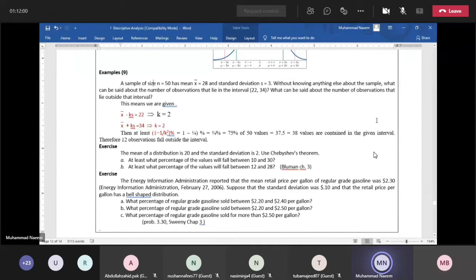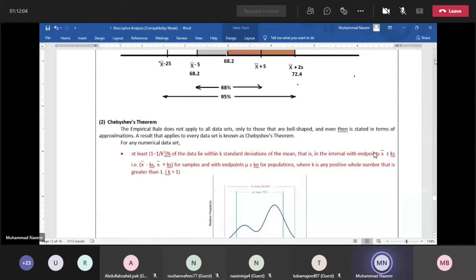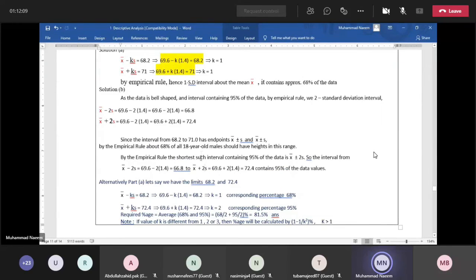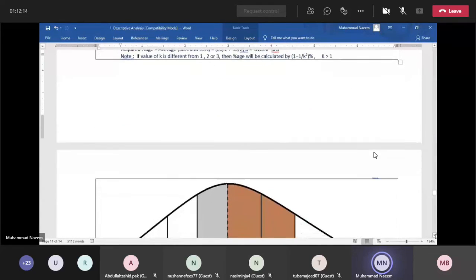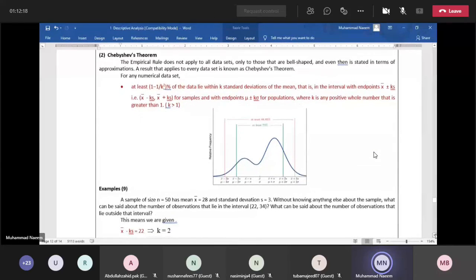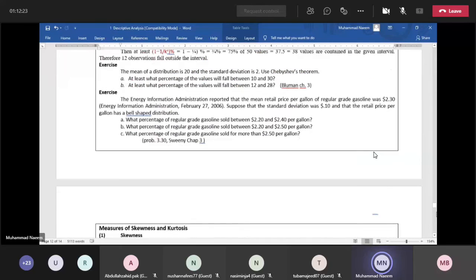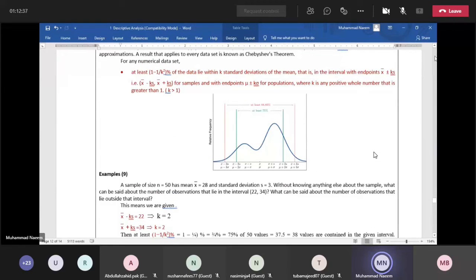Now check it again, and ask me if you have some problem. I have sent this topic, these examples, the same text, in the WhatsApp groups. You can also consult and go through these two examples and observe the difference. For the same k, we have different percentages, because in the first case we are applying the empirical rule, and in the second case we are applying the Chebyshev theorem. The empirical rule provides an approximate percentage of the data, but the Chebyshev theorem provides at least a certain percentage of the data.